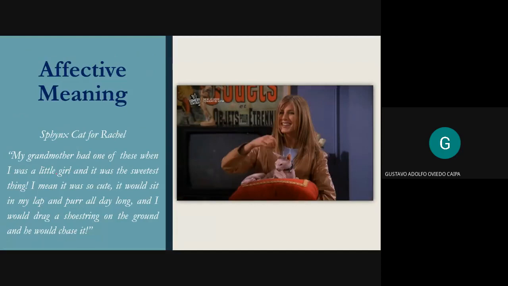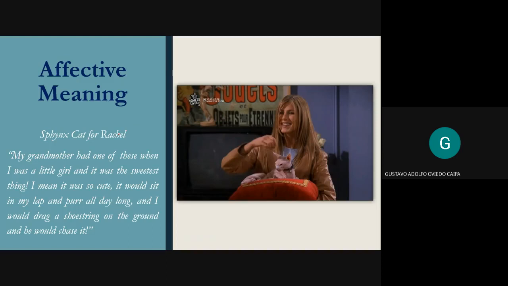All right, another example of affective meaning. We can talk about the Sphinx cat for Rachel. Rachel says, my grandmother had one of these when I was a little girl, and it was the sweetest thing. I mean, it was so cute. He would sit in my lap and purr all day long, and I would drag a shoestring on the ground, and he would chase it, right?